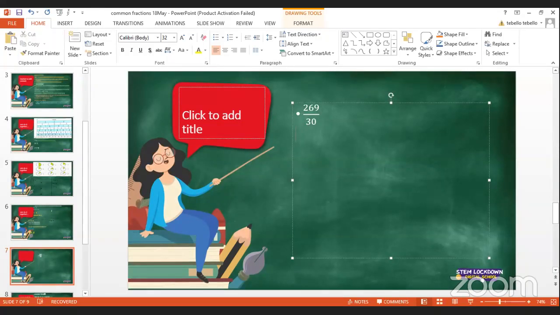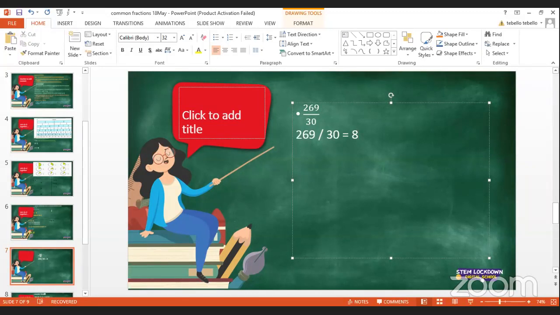You will get a decimal, but we'll only take the first number, which is 8. So we'll have our 269 divided by 30, which equals 8 comma something, 8,96666. But we'll only take 8 because we are dealing with common fractions, and common fractions do not include decimals, right? So we'll only have our 8.